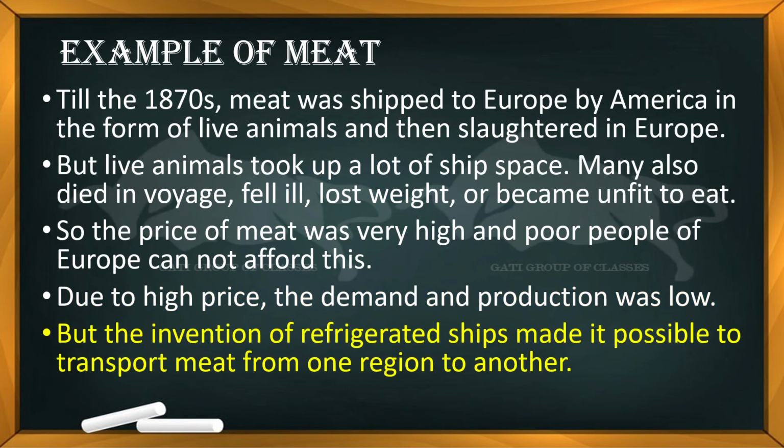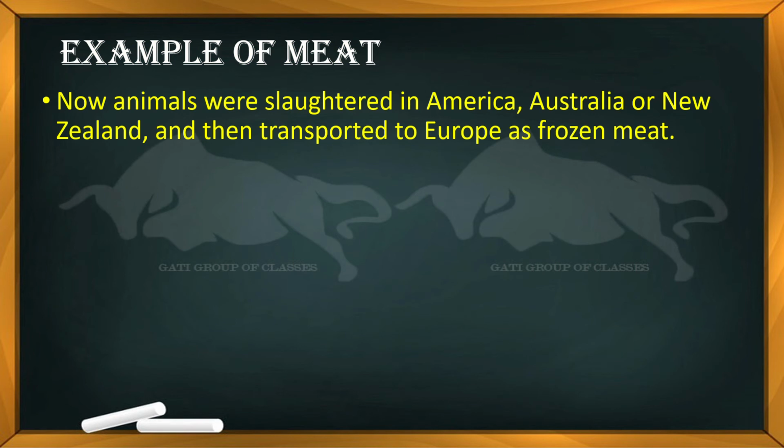But then came the invention of refrigerated ships. This is the main important thing here. Refrigerated ships made it possible to transport meat from one region to another. But how? What did the innovation do? Animals that were earlier slaughtered in Europe were now slaughtered in America, Australia and New Zealand, and then transported to Europe as frozen meat.